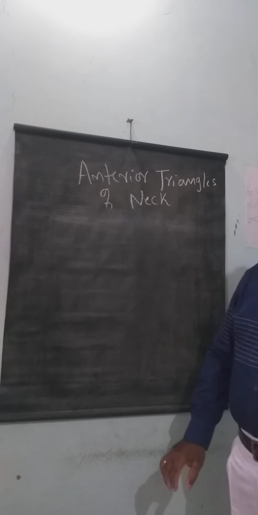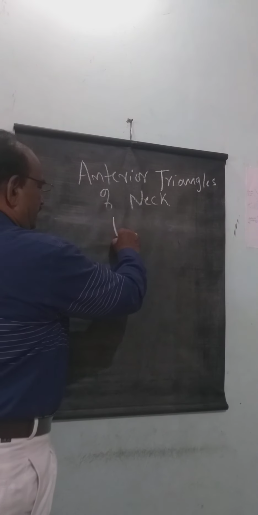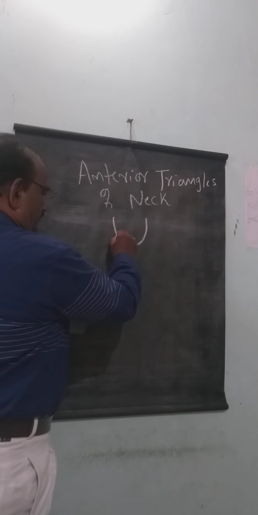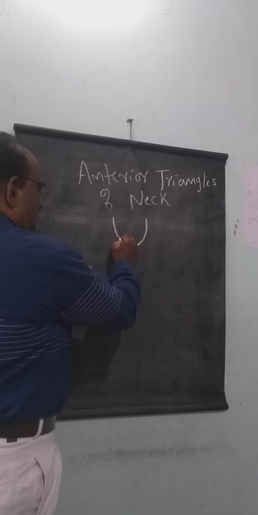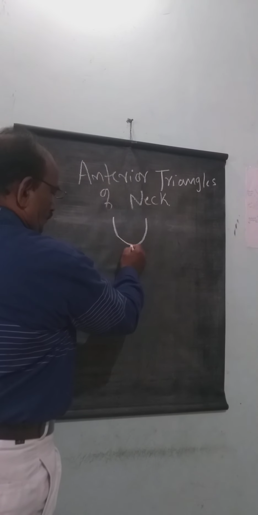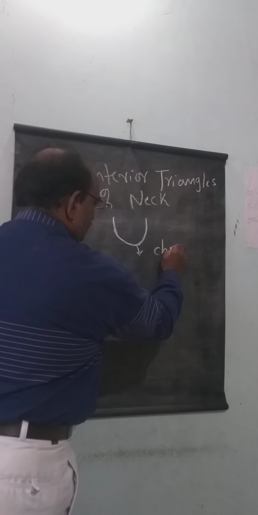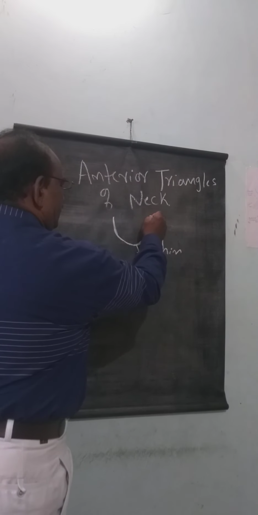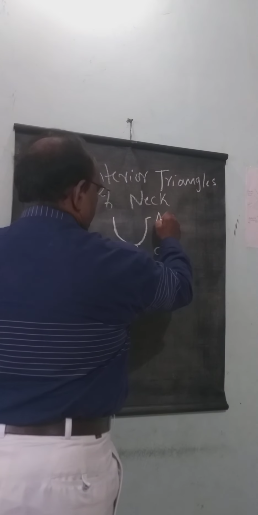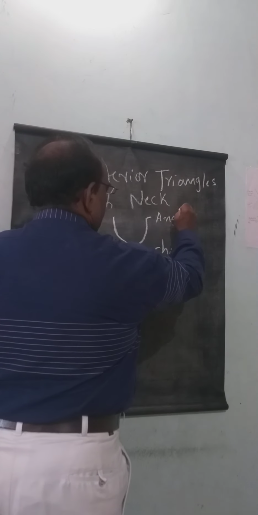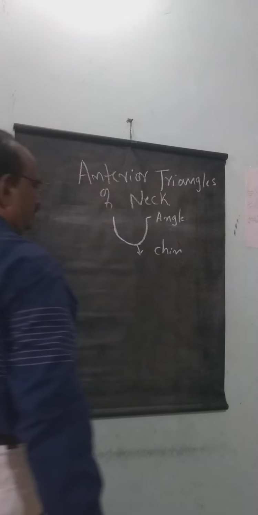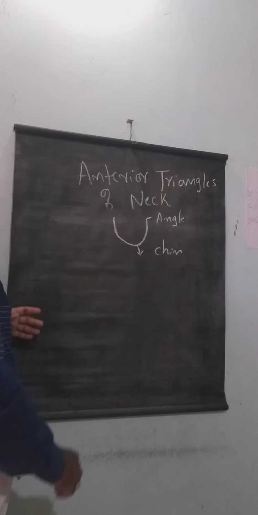we will study the base of the mandible. In the base of the mandible, anteriorly we are getting the chin here, and posteriorly we are getting the angles. It is the base of the mandible.